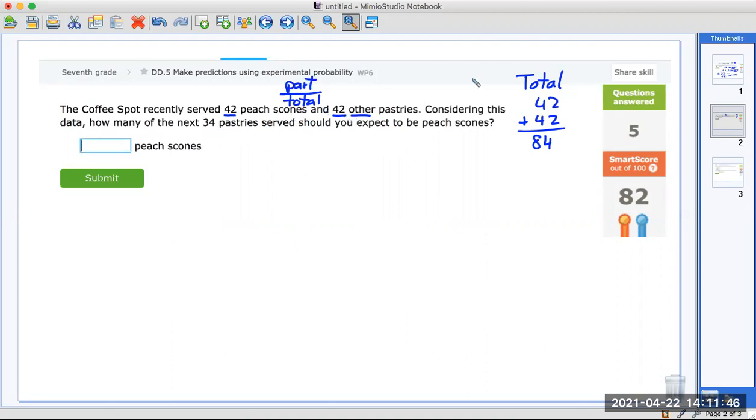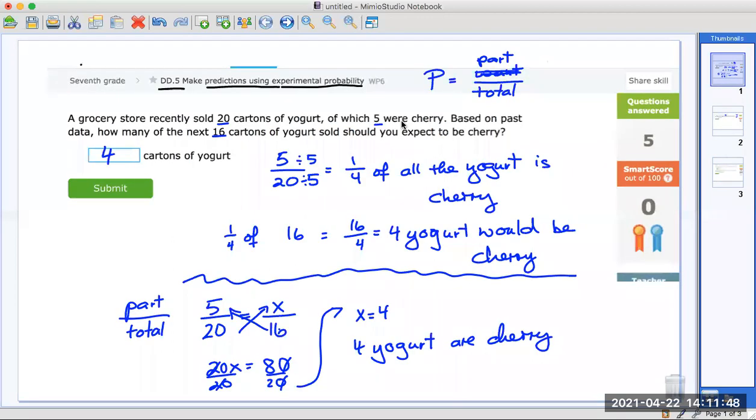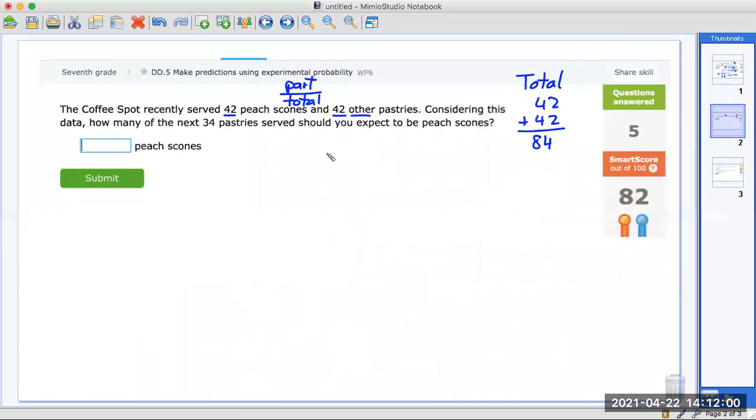Did it say "out of"? Let's see what the other one said. "Of which." Do you see the difference? Of which 5 were cherries. So there were a total of 20 yogurt. So that was easier. In this one, it just says there are 42 others. So you need to add it, yeah?